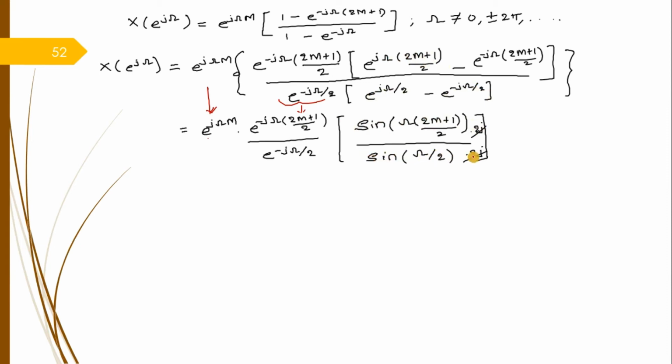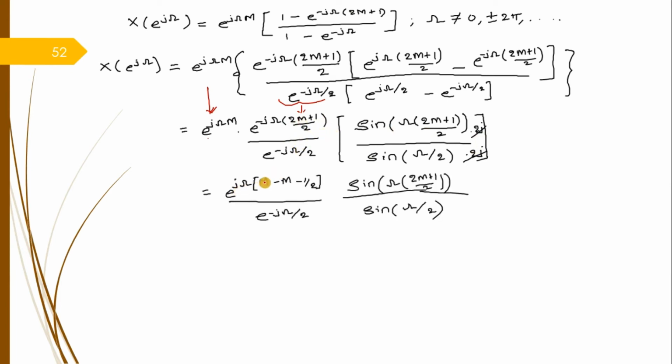Again 2j sine omega by 2. So 2j is here, 2j cancels. I'll be left with this. Now what I'm doing is, here you just check. 2m by 2 is m plus 1 by 2. I'm writing here. This and this I am adding.